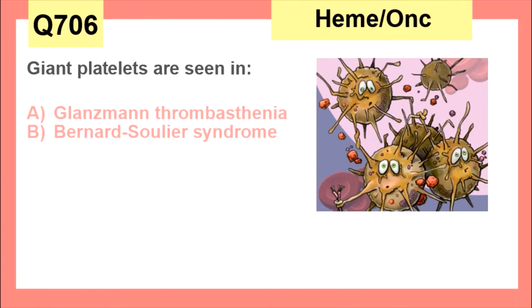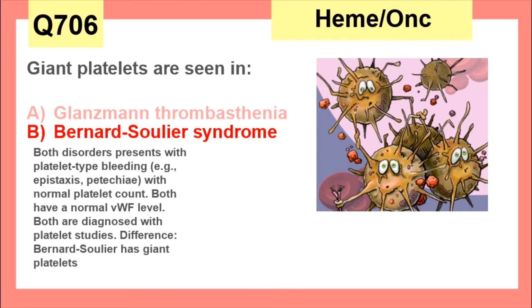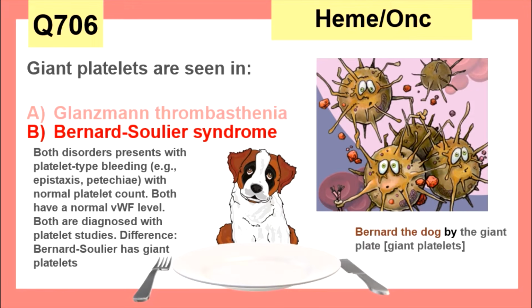Question 706. Giant platelets are seen in which of these two conditions? In Bernard-Soulier syndrome. And we'll have a mnemonic for that in a moment, but just if you recall, both of these disorders present with platelet-type bleeding, for example, nosebleeds and petechiae, with normal platelet counts. The difference is Bernard-Soulier has the giant platelets. Here we have Bernard the dog standing by the giant plate to remember that Bernard-Soulier involves the giant platelets.